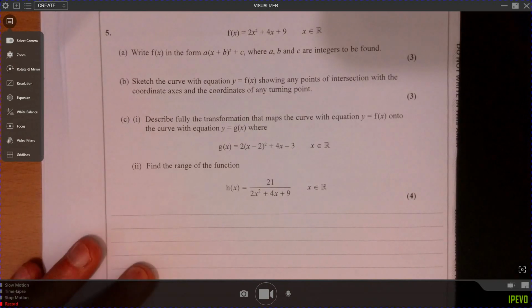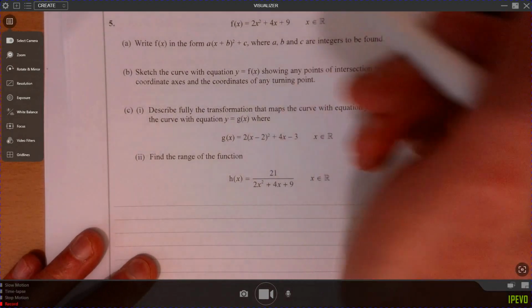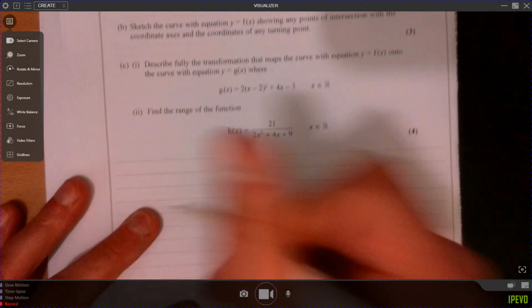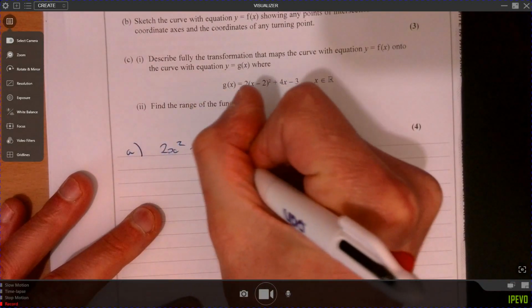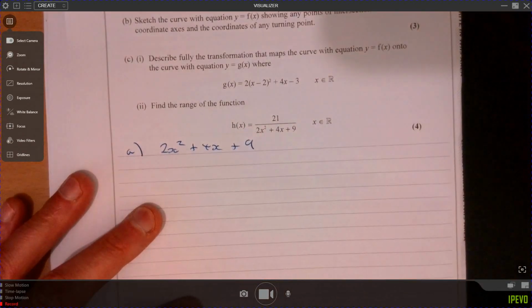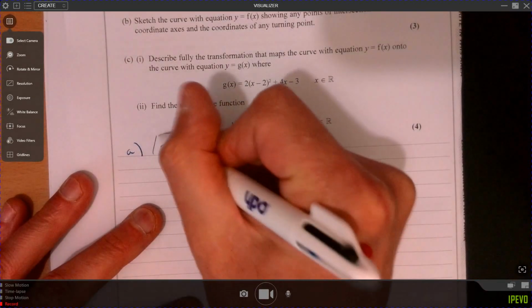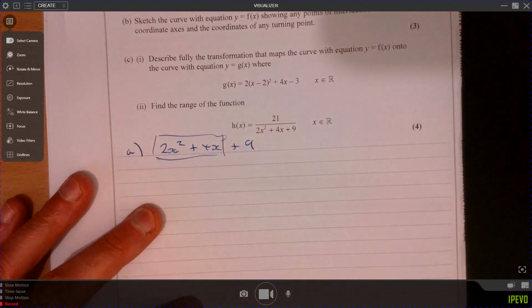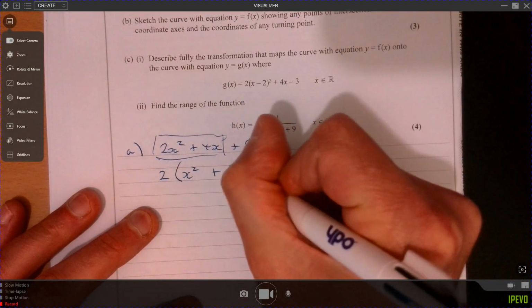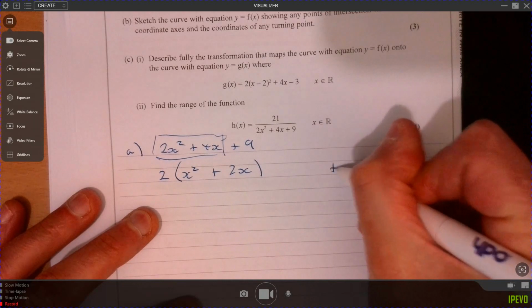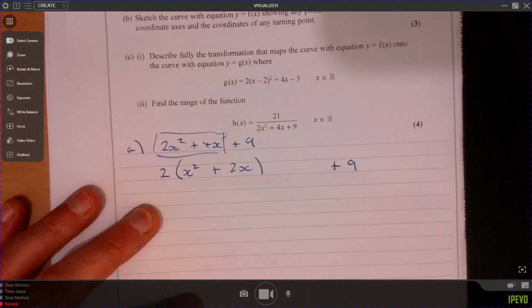Question 5. The first part of the question is to complete the square. So let's complete this square: 2x squared plus 4x plus 9. How do I complete the square? First of all, I'm going to look at this part just here. I've got x squared plus 2x. Let's just park that 9 out of the way for a moment.